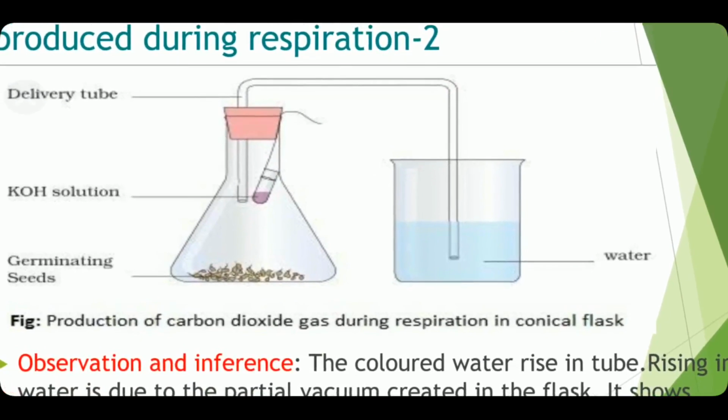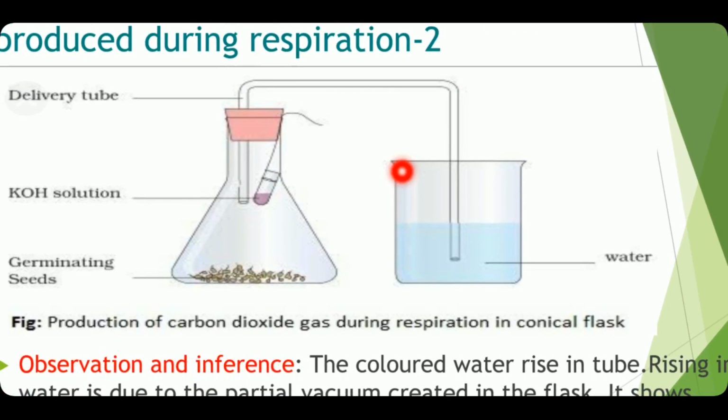In this experiment, the materials needed are a beaker, a conical flask, and a test tube. Along with that, KOH solution is put in it, then germinating seeds, a delivery tube, a rubber cork, and plain water. Keep the setup as it is. As you know, germinating seeds are alive, so definitely they will produce carbon dioxide during respiration, and you know that KOH has the property to absorb carbon dioxide. So this carbon dioxide is absorbed.